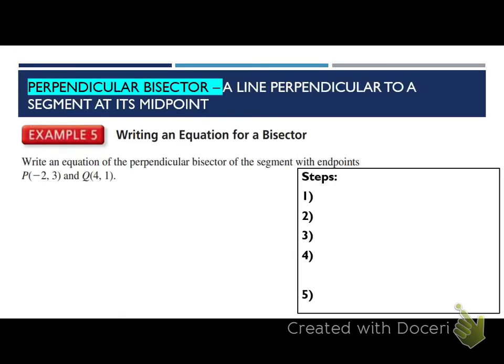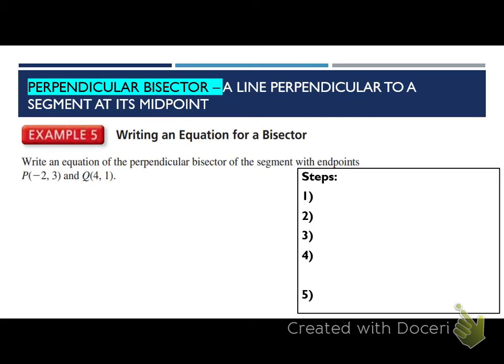All right, so we're going to talk about perpendicular bisectors, which is the blank at the top. A perpendicular bisector is a line that is perpendicular to a segment at its midpoint. We're going to find the equation of a perpendicular bisector. The only thing that is in addition to what we've done is that we need to go through the midpoint. So if it doesn't tell you what the midpoint is, guess what we're going to have to find? The midpoint.